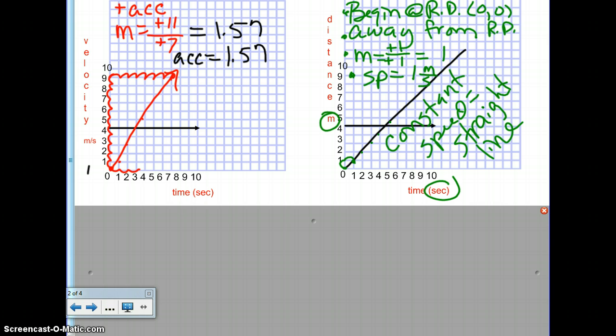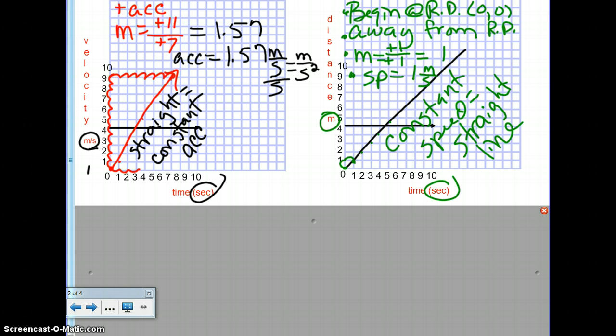Remember, no naked numbers. Let's look at what our units are. Meters per second per second. Remember, that can also be written meters per second squared. There's not a whole lot of other information that I can give you from this graph, or that I want you to give me from this graph, other than the fact that this is a straight line. So that's going to mean it is a constant rate of acceleration. Its acceleration rate will not change unless the line on here changes direction itself.